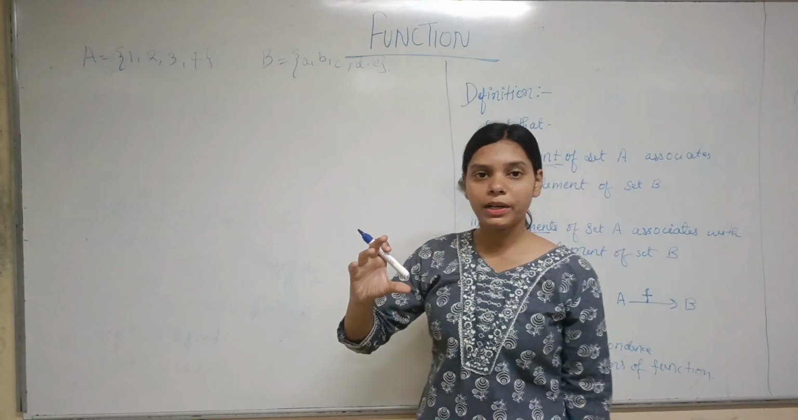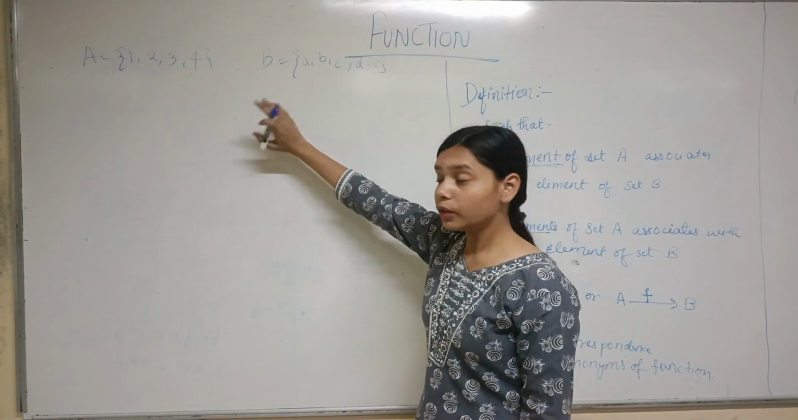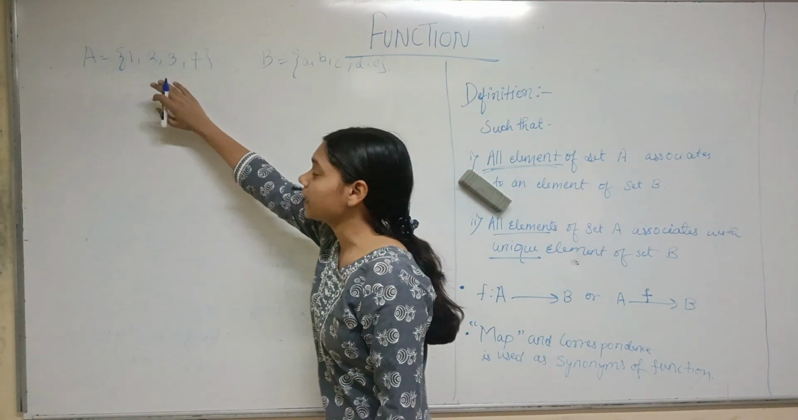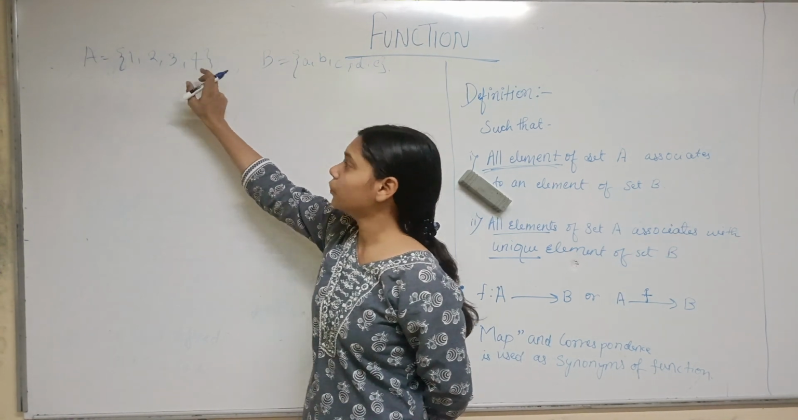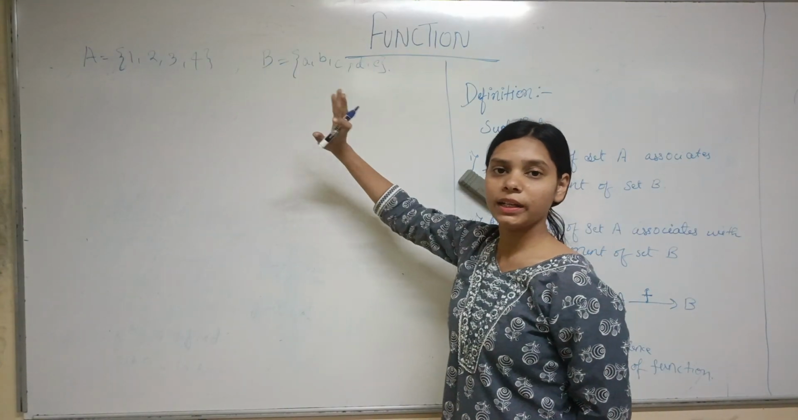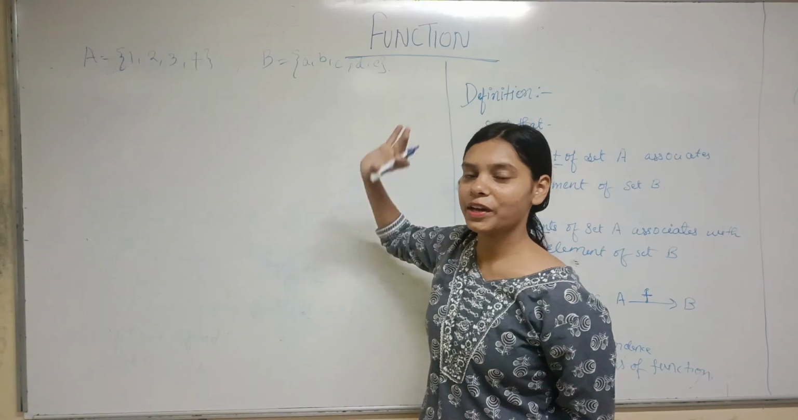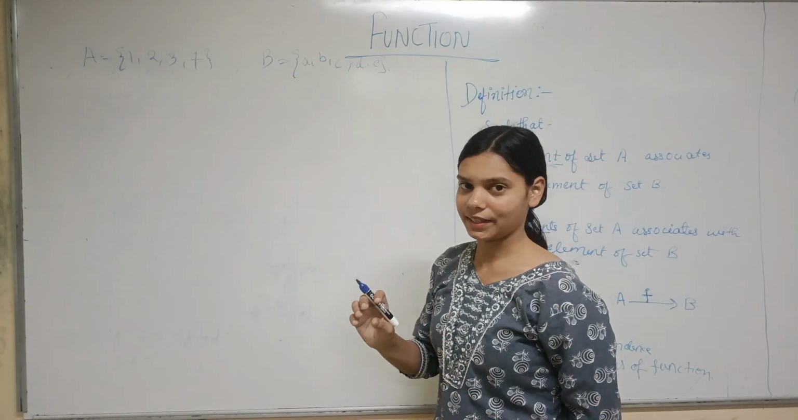Now the first requirement of the definition is that A and B are two non-empty sets. So here I take two non-empty sets A and B. The set A contains 4 elements: 1, 2, 3, 4. This is a non-empty set, right? And set B contains how many elements? Tell me anyone. Exactly, 5 elements are there. So B is also a non-empty set.